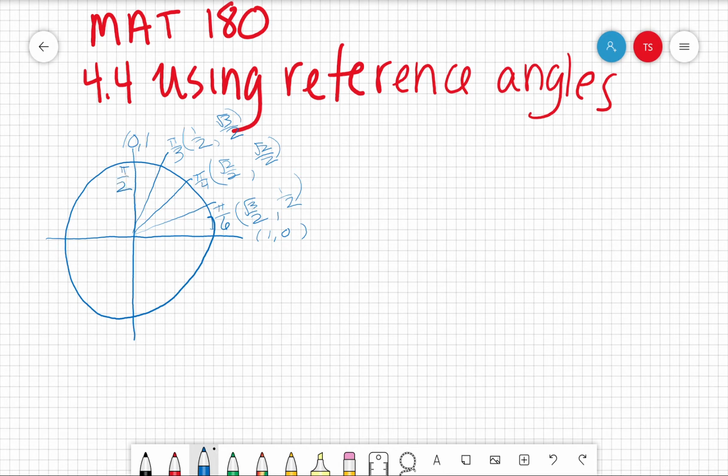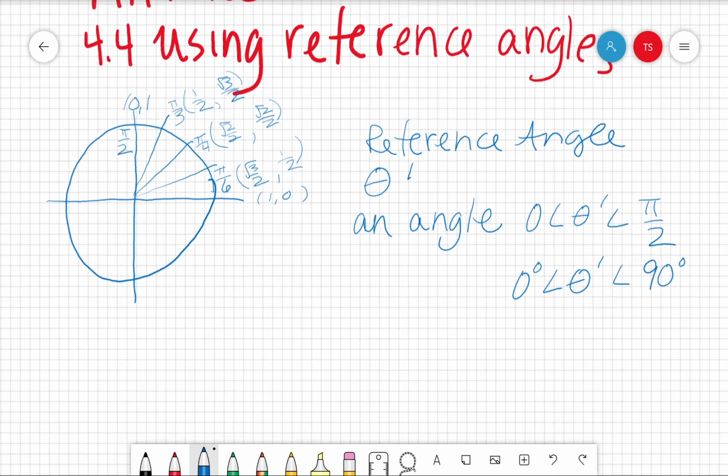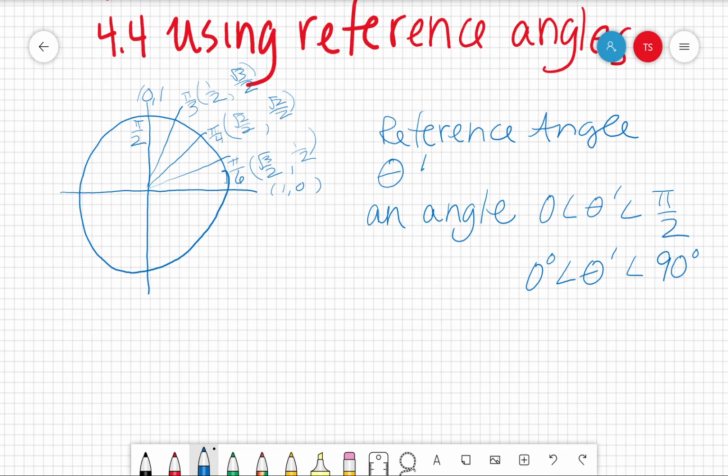And the way that we would use those as reference angles. So a reference angle, which we denote as theta prime, is an angle between 0 and pi over 2, or between 0 and 90 degrees, that we can use to determine what our triangle looks like in any of the other quadrants.